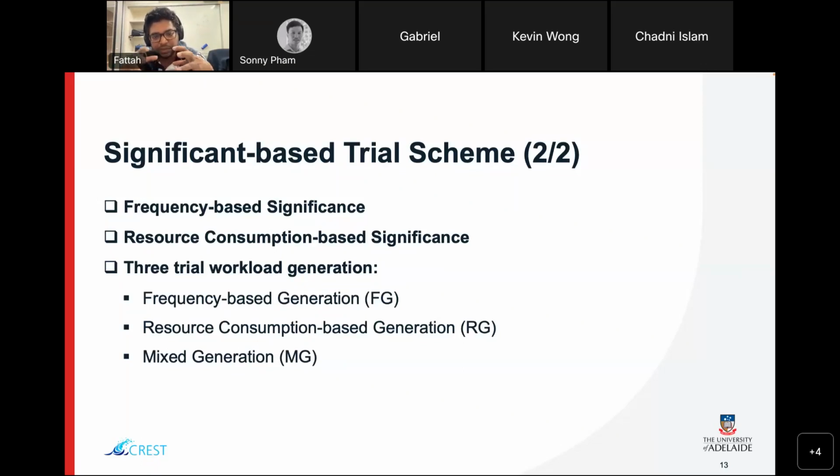Based on these two concepts, we define three types of workload generation techniques for the trial. The first one is frequency-based generation, where we select the most frequently occurring workloads in the trial. Next, we have resource consumption-based generation, where we select the most resource-hungry workloads for the trial. And finally, we have the mix generation. That means we mix both the frequency-based generation and the resource consumption-based generation.